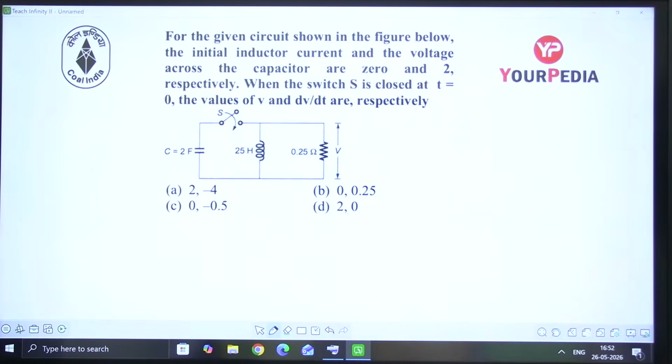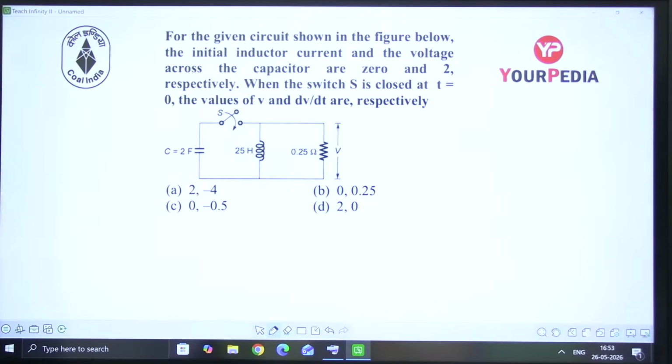Try this question, all of you. I'm giving you 1 minute of time. Already 50% of the time is done.